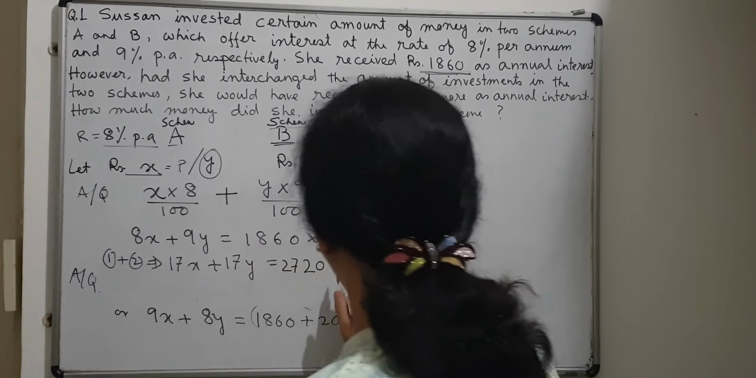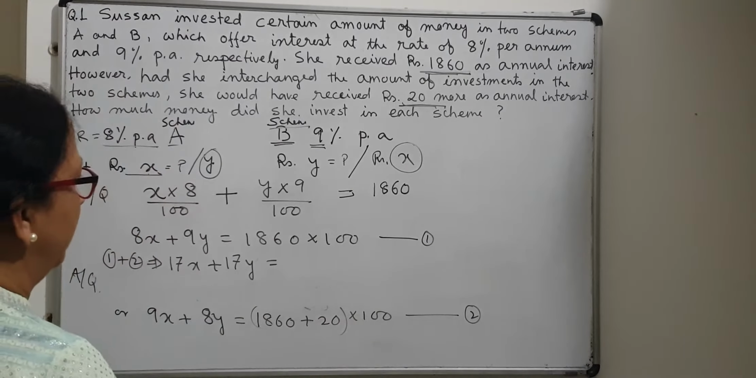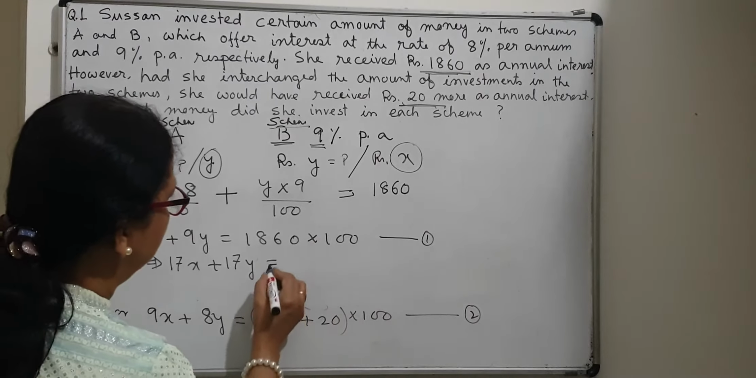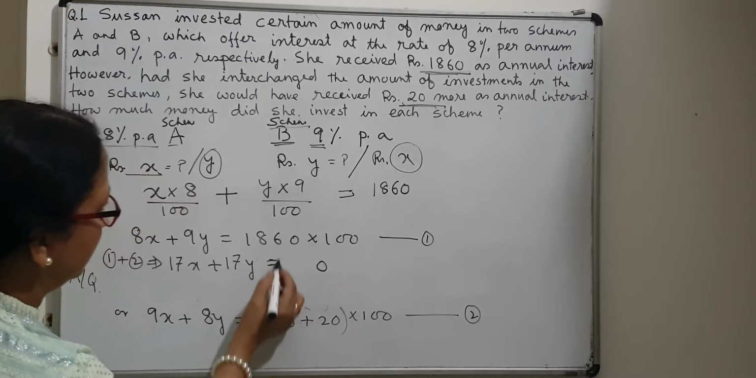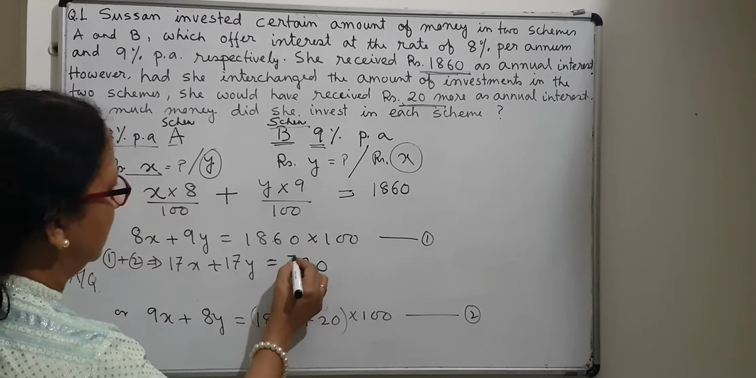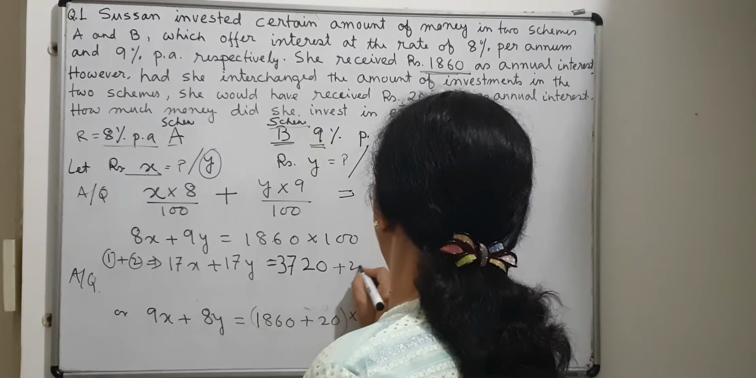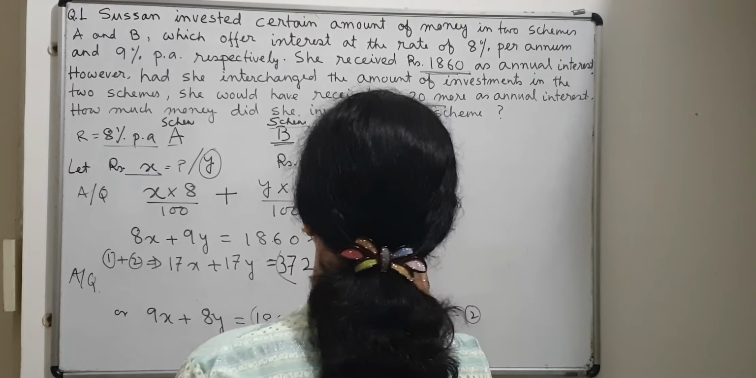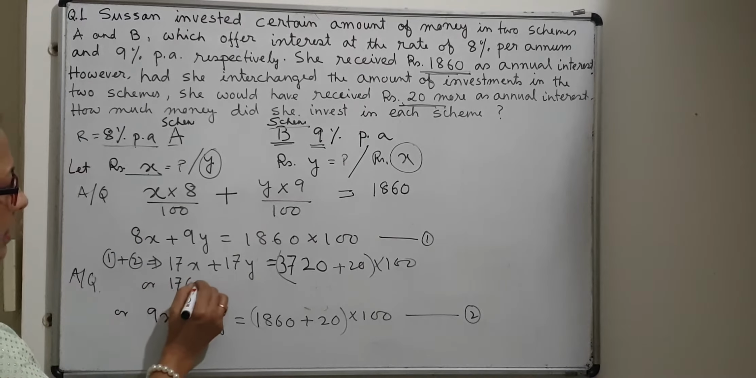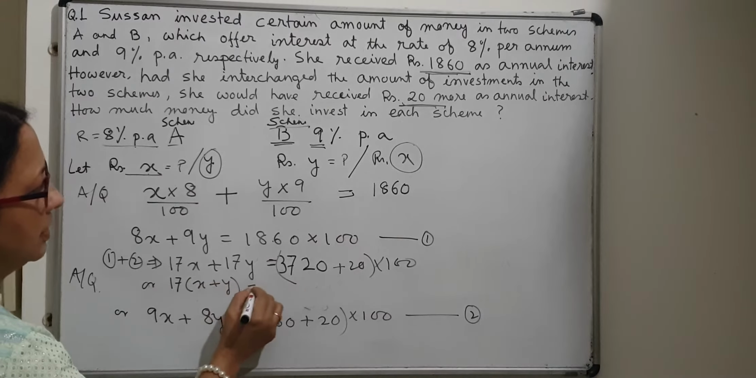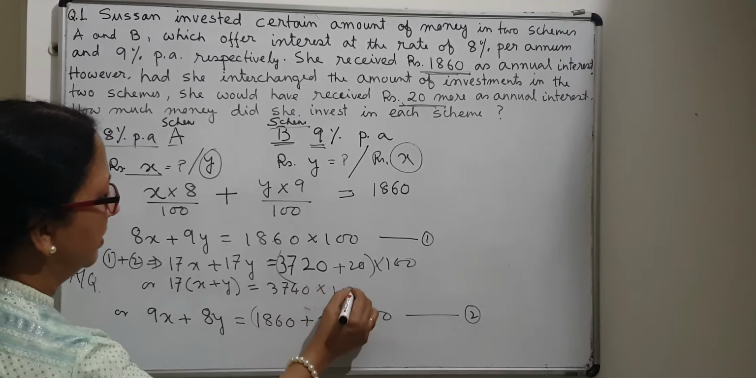Okay, this plus 20 or 274. I can write in this way. Sorry, 37, which is 0, 6 plus 6, 7, and then 3. Then plus 20 into 100, or we can write by simply taking 17 common, x plus y is equal to 3740 into 100.